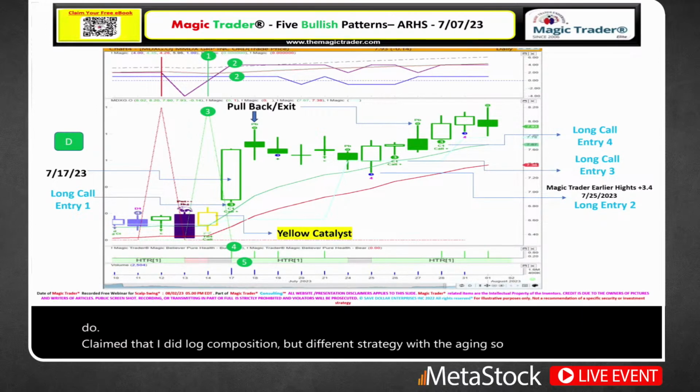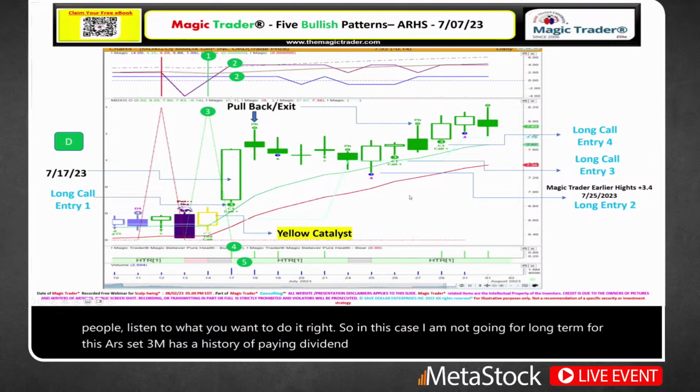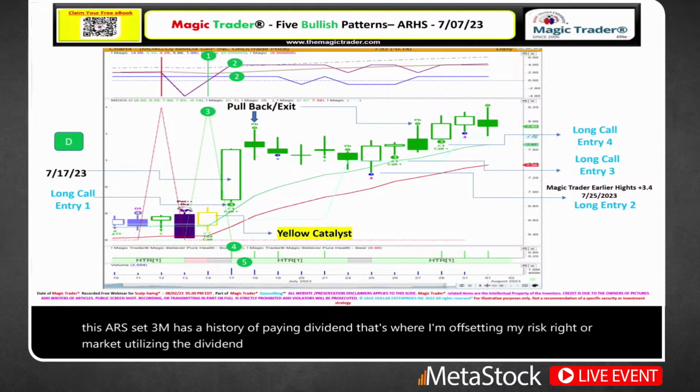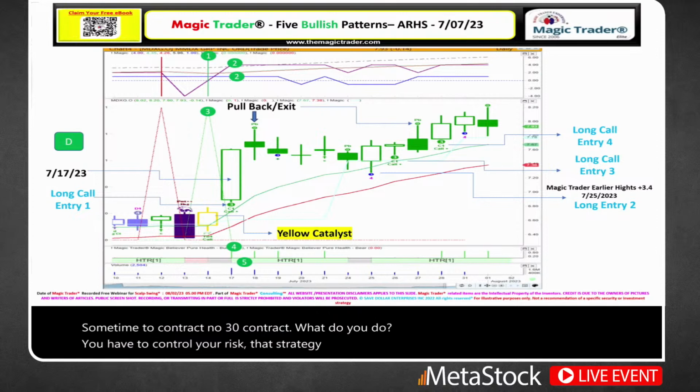So don't listen to people, listen to what you want to do, right? In this case, I am not going for the long term on this one. 3M has a history of paying dividends. That's where I'm offsetting my risk, right? Of the market, utilizing the dividend to buy my put side and hedge it. So this way I could sleep well. Imagine sometimes two contracts, no, 30 contracts. What do you do? You have to control your risk. That strategy I've been using for many, many years.